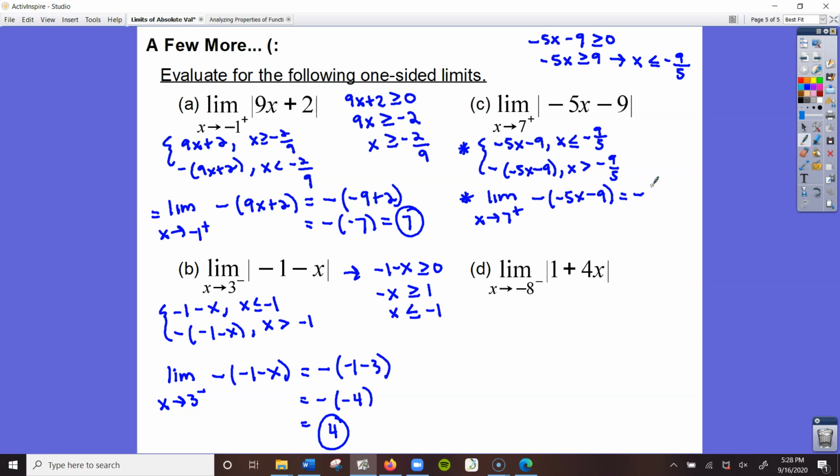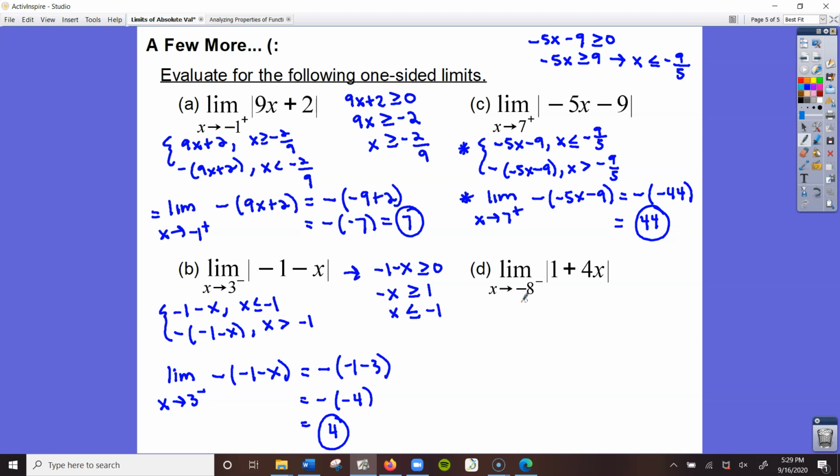I have negative times, now negative 5 times 7 is negative 35, and then minus 9 is negative 44. And negative times a negative will give me a positive 44.